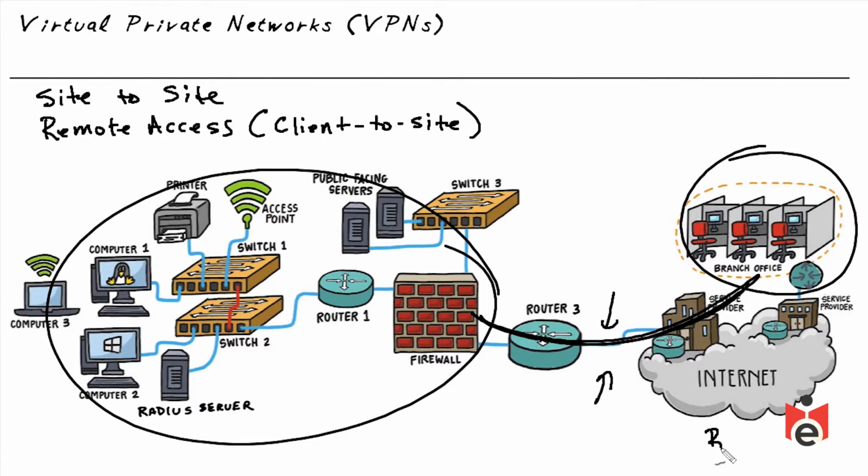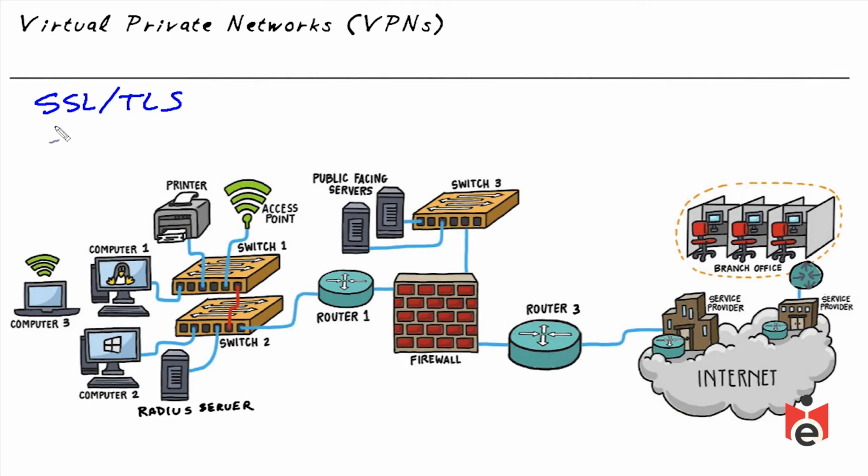Another option is a remote access VPN for an individual user. So this could be Bob, he could be at home on his computer or on his mobile device, and he could also build a virtual private network between his computing device and the other end of that VPN tunnel. And that's referred to as a remote access or a client-to-site virtual private network.